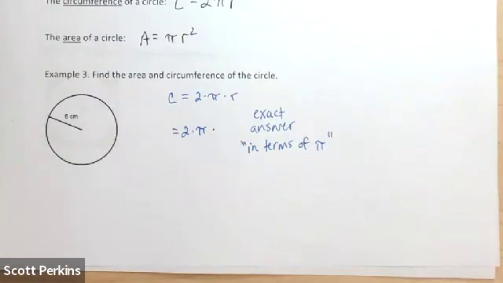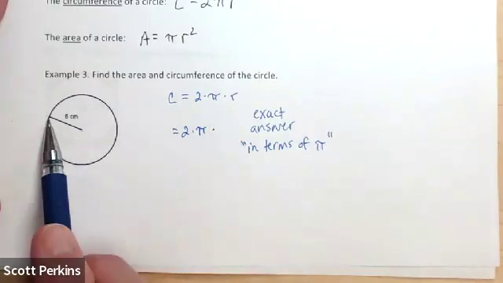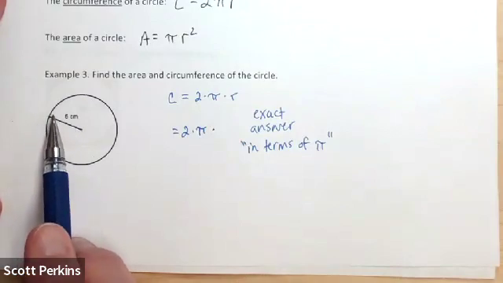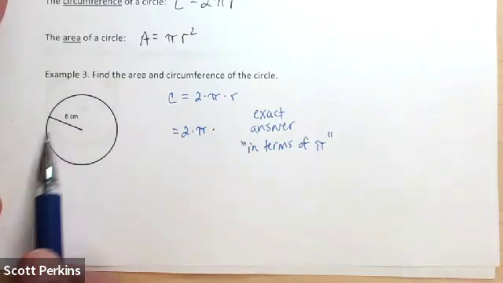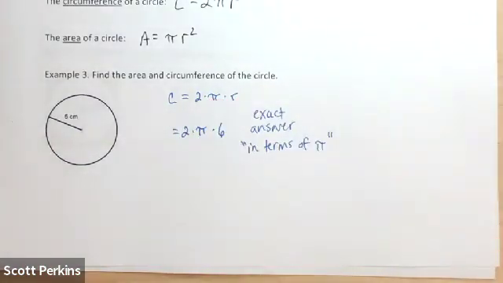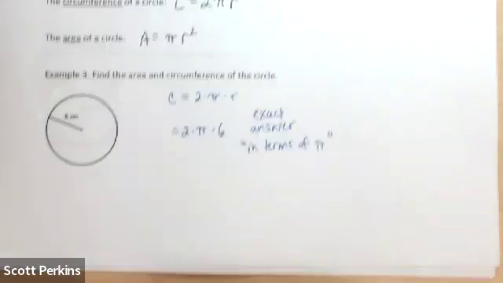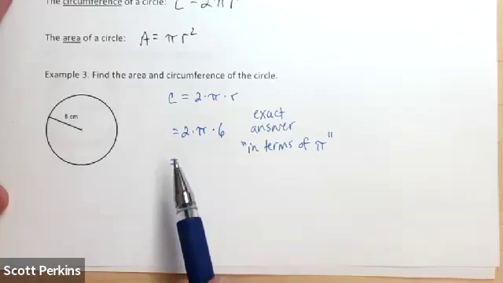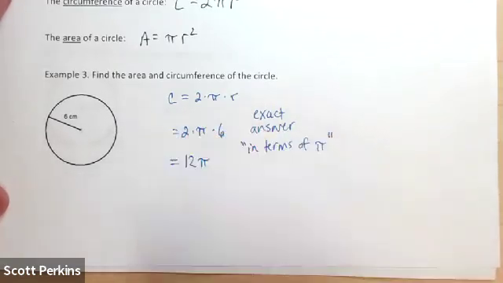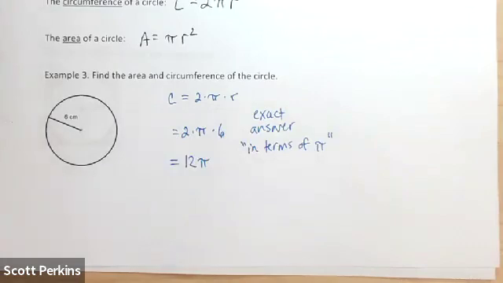6. Yeah, it's just the distance from the center to the outside. Remember, the center is the reference point right here. And so that distance from that reference point to any point on the edge of the circle, in this case, is 6 centimeters. So I'm just going to write the number 6 right there. So if you are asked for the exact answer, you're going to say, okay, that's 6 times 2, that's 12 times pi. And there you go, you're done. That's the exact answer. That's the answer in terms of pi.